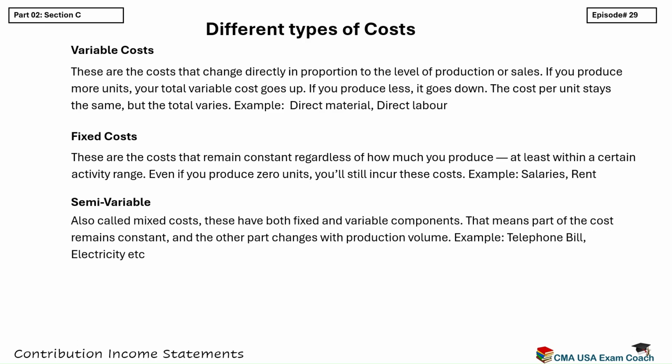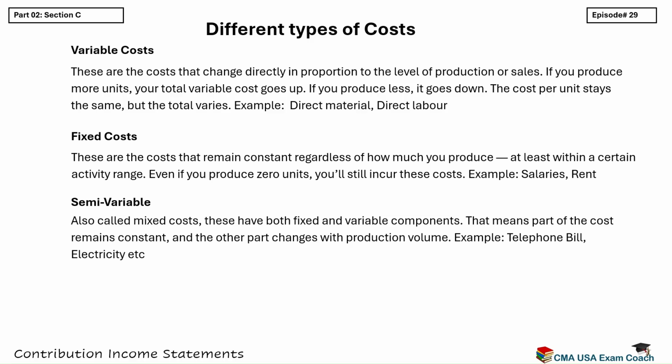Also called mixed costs, these have both fixed and variable components. That means part of the cost remains constant, and the other part changes with production volume. For instance, a telephone bill might have a fixed monthly rental plus variable charges based on call usage. A delivery truck might have fixed insurance and license fees, but fuel cost varies with the number of trips. Understanding semi-variable costs helps managers to break them down into fixed and variable components when making budget or pricing decisions.